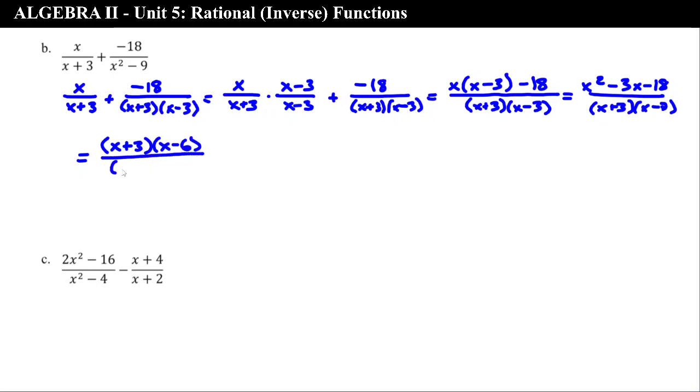We still got x plus 3 on the bottom here, and x minus 3. And we can cancel out our x plus 3's. And that leaves us with x minus 6 over x minus 3. That's as simple as we can write it.